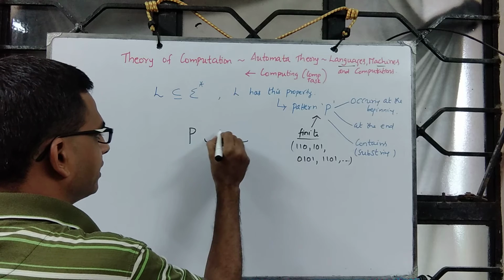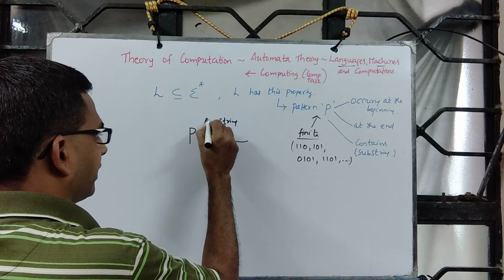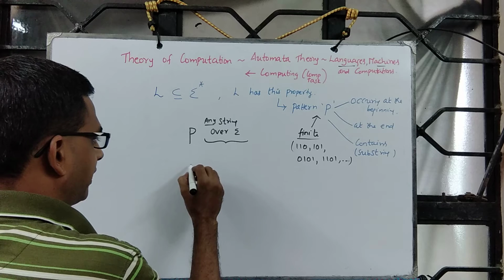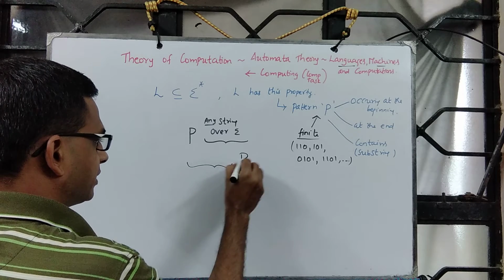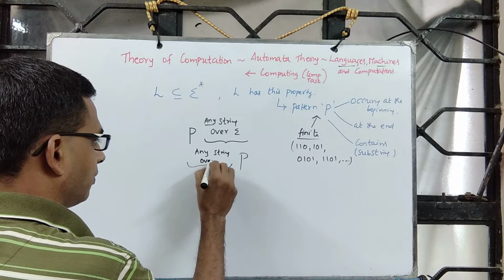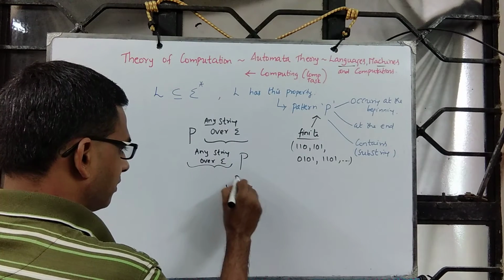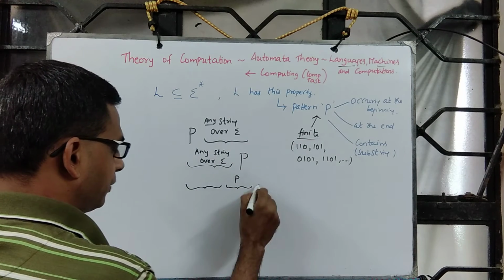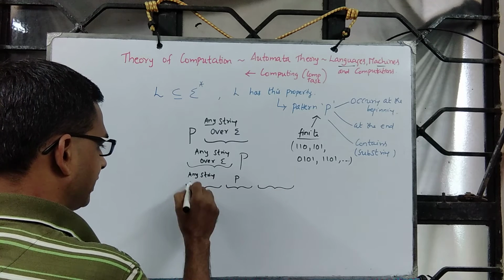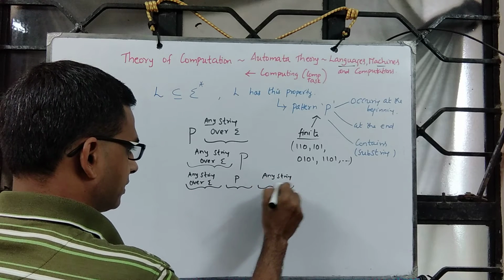So it could be any string over sigma. Or if it is at the end, pattern comes at the end, then before that it could be any string over sigma. If it is between, then to its left and to its right we have this property that it is any string over sigma, any string over sigma.